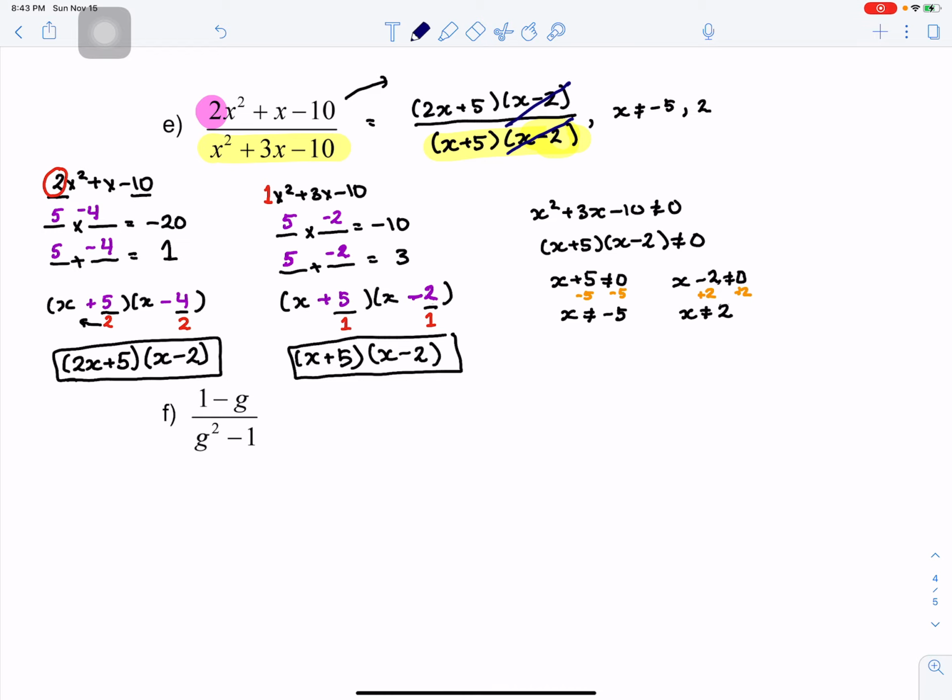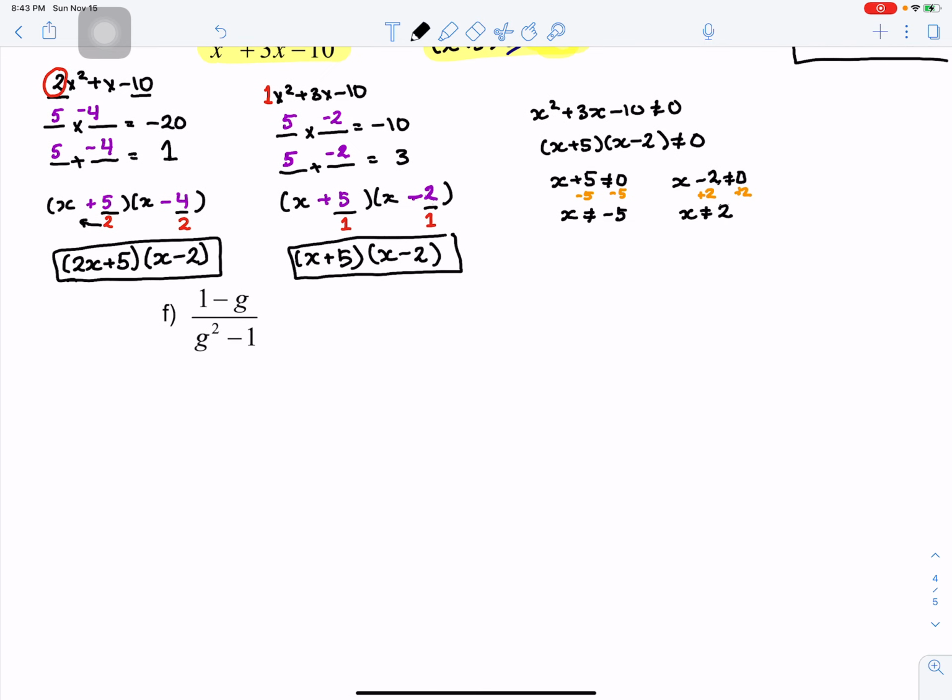Now I see an x minus 2 in both top and bottom, so I cancel it out and I just write what's left over, 2x plus 5 divided by x plus 5, and x is not allowed to equal 2, and x is not allowed to equal negative 5. And that would be my final answer with my NPVs subbed in.